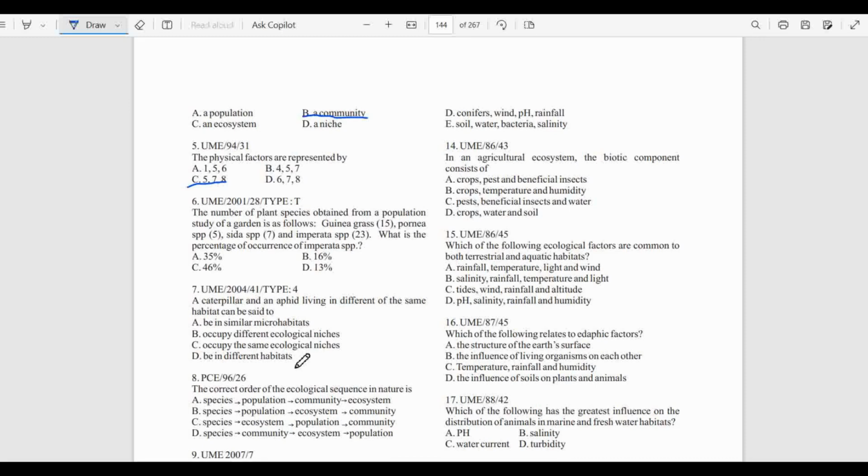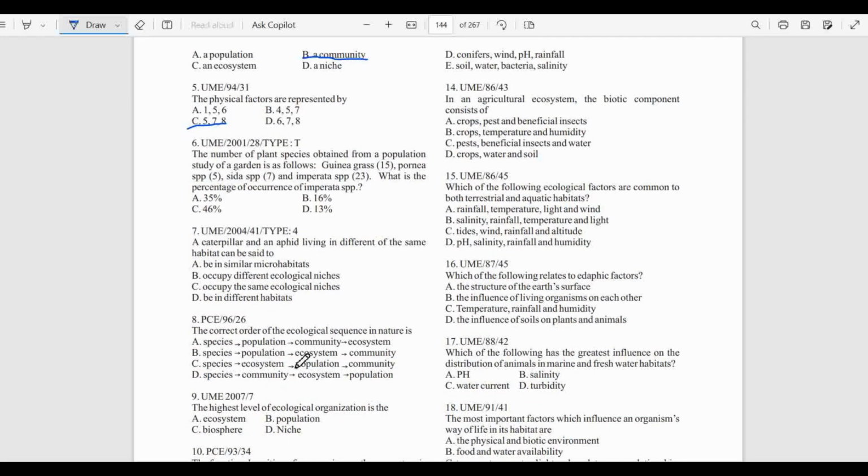All right, question number 6. The number of plant species obtained from a population study of a garden is as follows. You have guinea grass 15, pony species 5, cedar species 7, and imperator species 23. What is the percentage of occurrence of imperator species? A 35, B 16%, C 46%, D 13%.